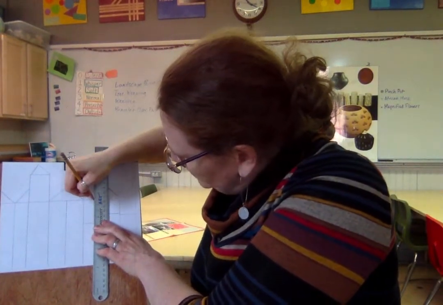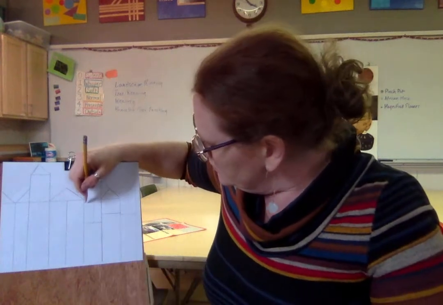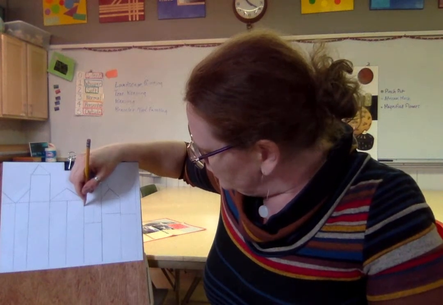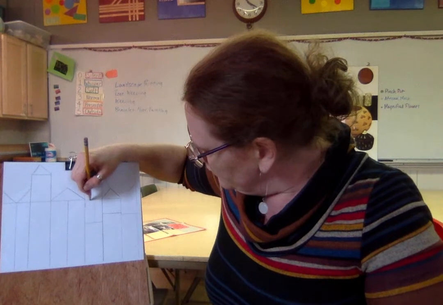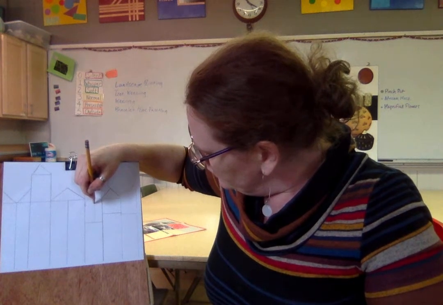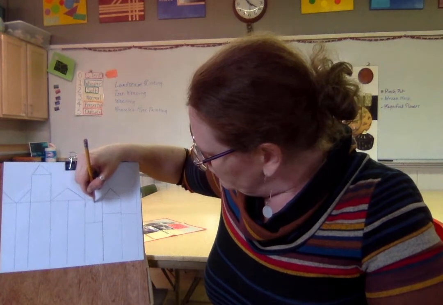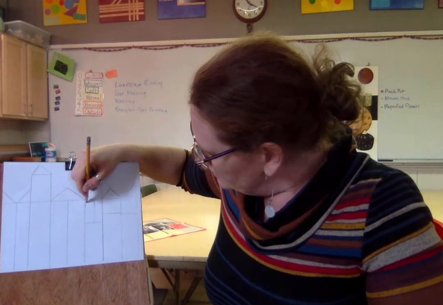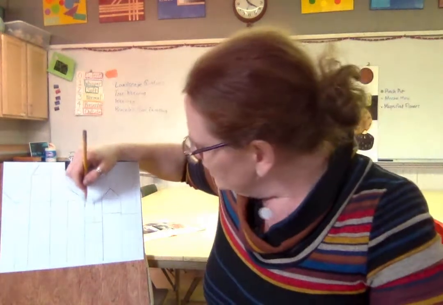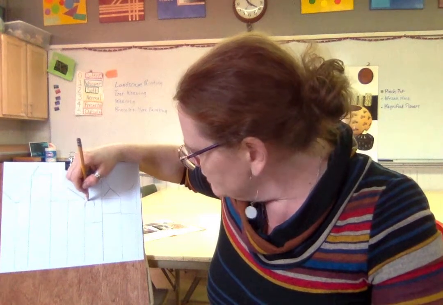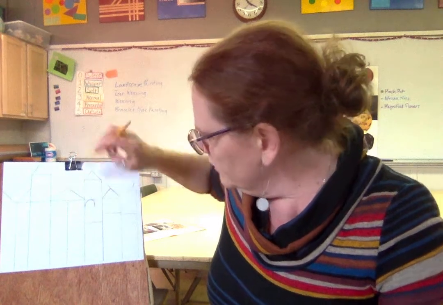I noticed there were some arches in some of those, so maybe I would like to create an arch, and that's just a half circle. And then you see my lines are not perfect, but we're using pencil first and drawing lightly, so we can erase them if we don't like what it looks like.